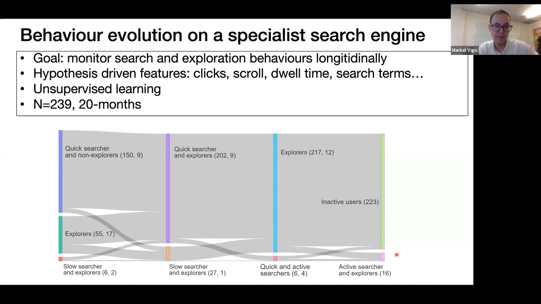Another interesting problem that we have tackled recently is about modeling behavior evolution over long periods of time. So the goal was to monitor search and exploratory behaviors in a longitudinal fashion on a search engine. We had just developed a new search engine and we wanted to see how people who were new to this software would behave over time, and how their behaviors would characterize their groups. We used some hypothesis-driven features derived from the knowledge acquisition, learning, and domain expertise literature, and we applied some unsupervised learning to see how the different cohorts behaved. We involved 239 users over 20 months.